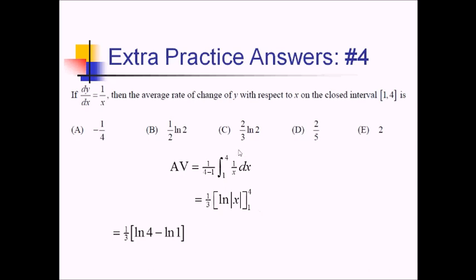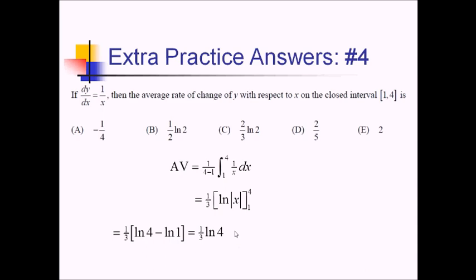That doesn't match any of the answer choices, but we know that the ln of 1 is 0 because you're asking what do I have to raise e to in order to get 1? Well, you can raise anything to 0 to get 1. So that's just going to go away then. We have 1/3 times the ln of 4. And that still doesn't match any answer choices. What did we do wrong?